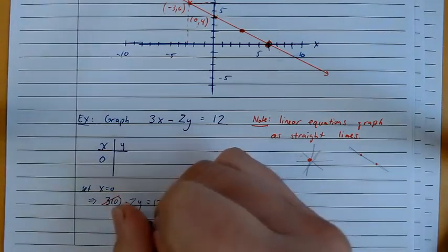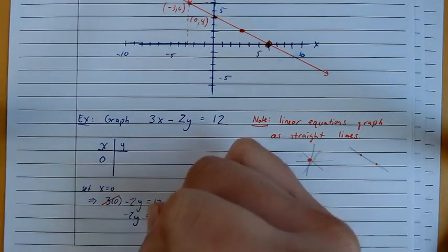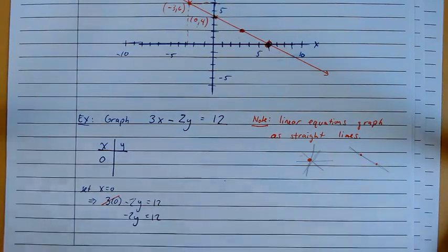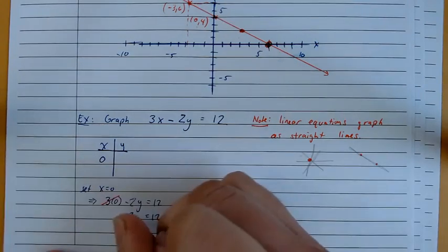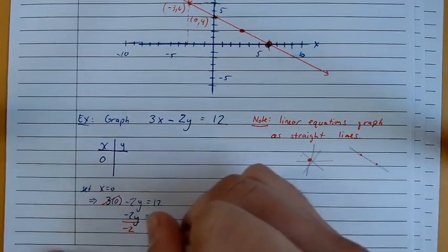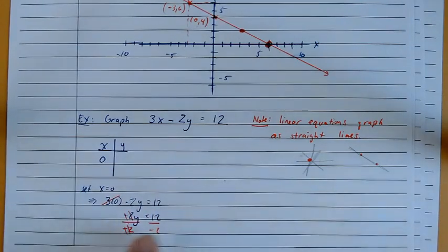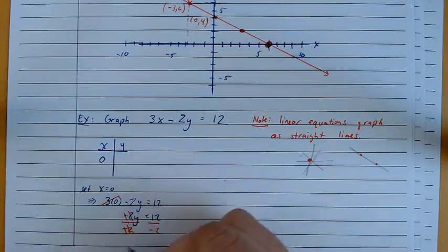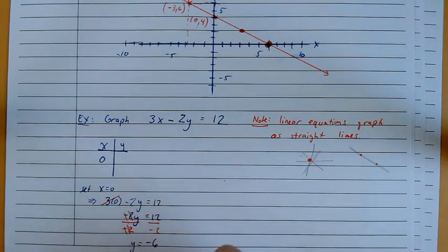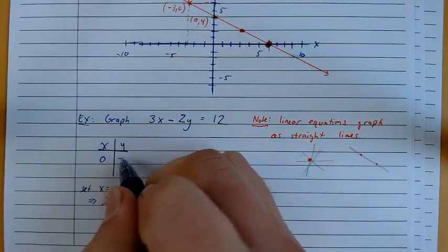That's just going to give me minus 2y equals 12. And if I now divide both sides by a negative 2, that isolates my y variable. y is equal to 12 divided by negative 2. A positive divided by a negative is a negative 6. And there we go. That's my y value, negative 6.